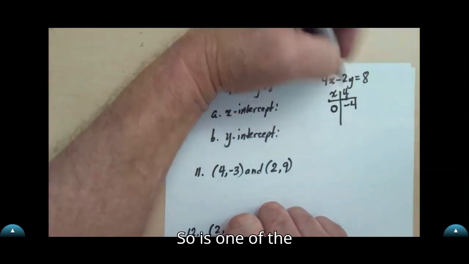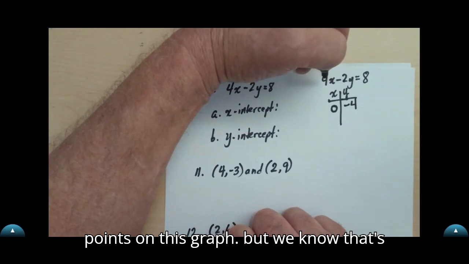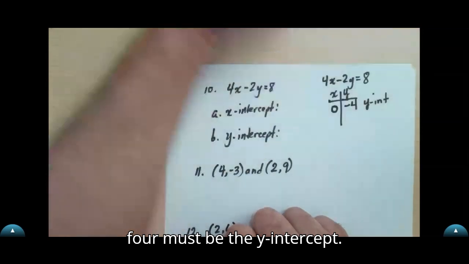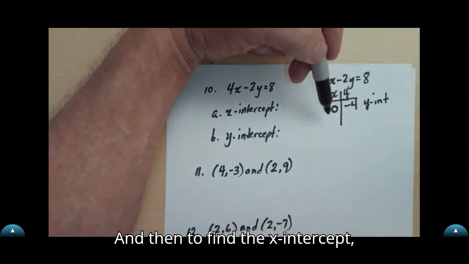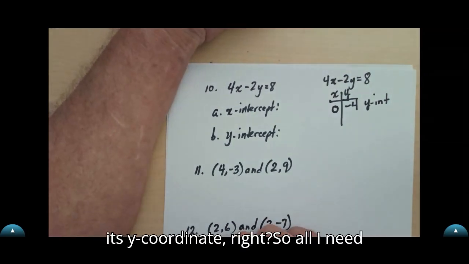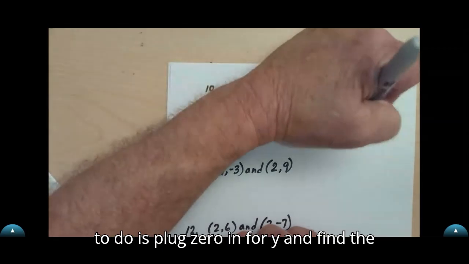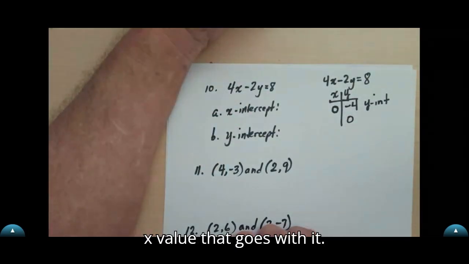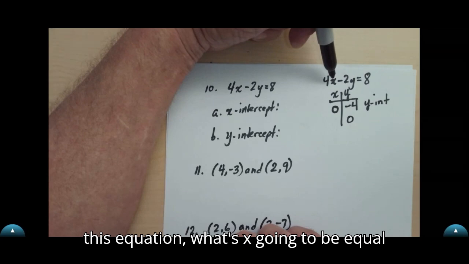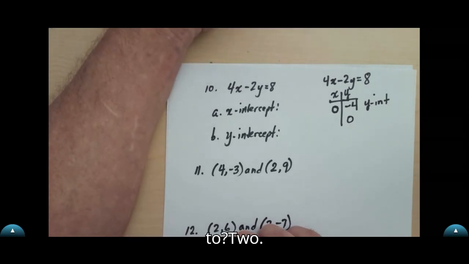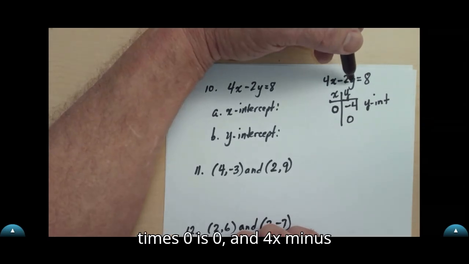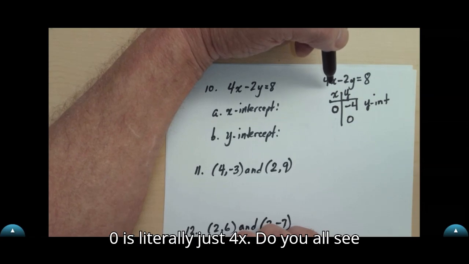So (0, -4) is one of the points on this graph. But we know that's a point on the y-axis. Then -4 must be the y-intercept. And then to find the x-intercept, every point on the x-axis has 0 for its y-coordinate, right? So all I need to do is plug 0 in for y and find the x value that goes with it. So if I plug 0 in place of y in this equation, what's x going to be equal to? 2. Because if I plug 0 in for y, -2 times 0 is 0. And 4x minus 0 is literally just 4x.